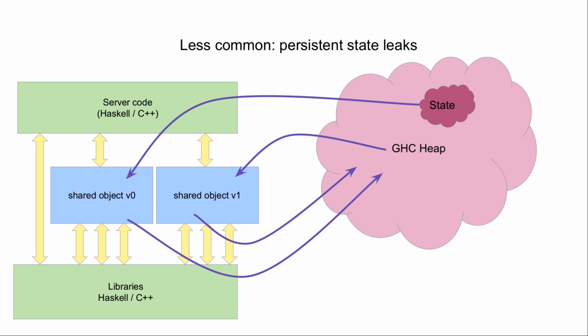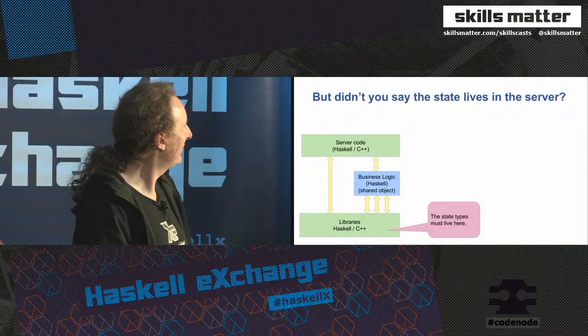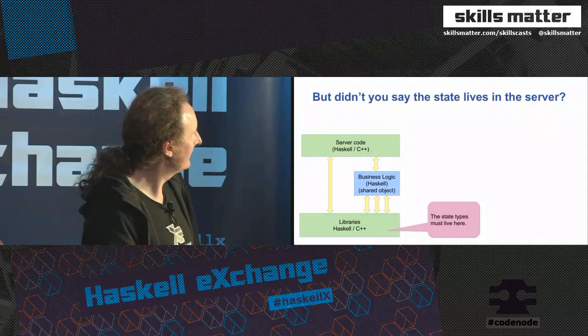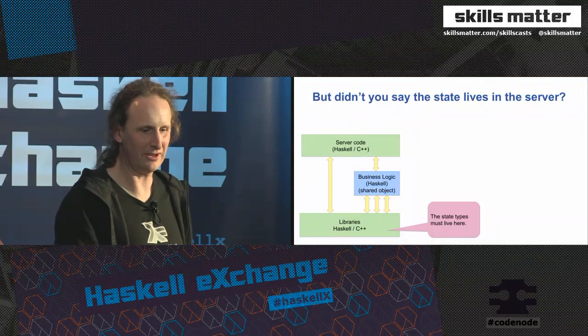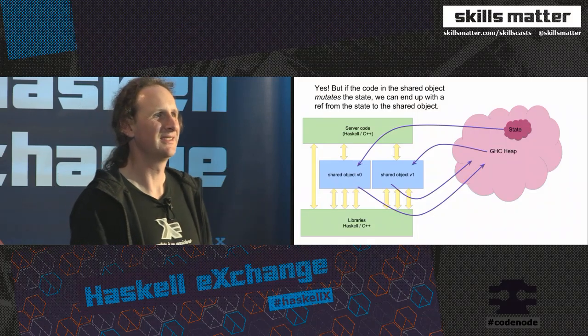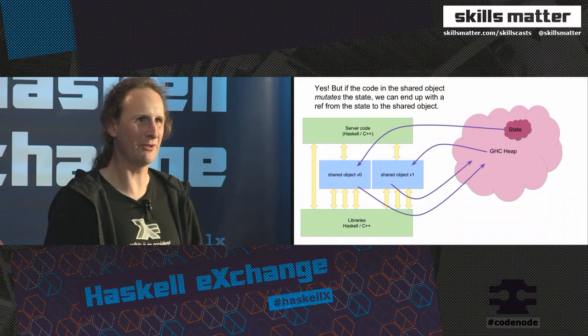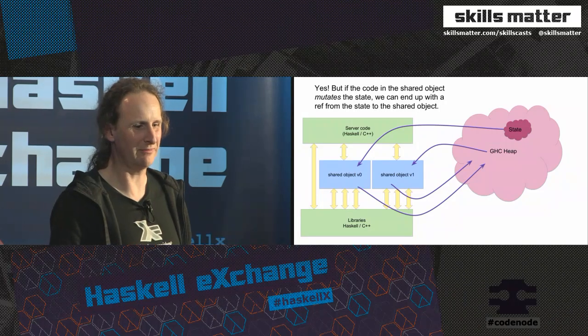Another kind of problem is persistent state leaks. But you said that can't happen. You're right. But the state lives down here, so that means we can't have state that refers to a shared object. But what happens if you mutate the state? What happens if the state is some kind of mutable thing and you write something into it that refers to something in your shared object?